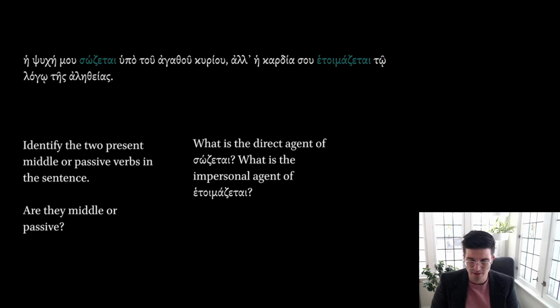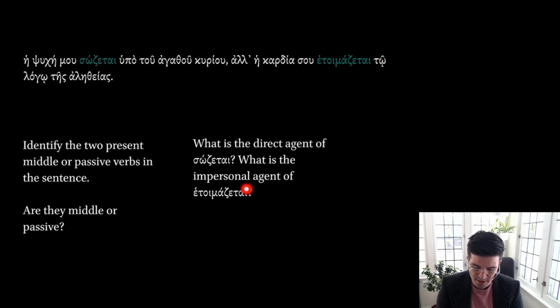And so those things that come after them are going to be the direct agent of sodzatai. So I've sort of given you the hint here what the direct agent of sodzatai is. Look up and see if you can find it. That's right. Hupa plus tu agathu. So tu agathu kuriu, the good Lord, is going to be the direct agent. So our whole sentence is here going to be, my soul is being saved by the good Lord.